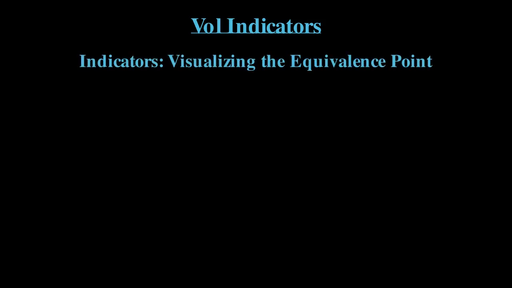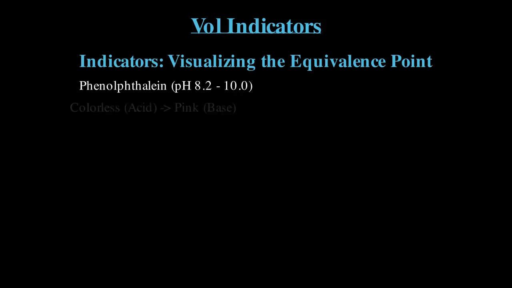How do we know when we've reached the equivalence point? We use a chemical called an indicator. Acid-base indicators are weak organic acids or bases that change color over a specific pH range. Let's look at 2 important ones. First, phenolphthalein. It is colorless below a pH of 8.2, but turns a distinct pink color above pH 10. This makes it ideal for titrations of a weak acid with a strong base.